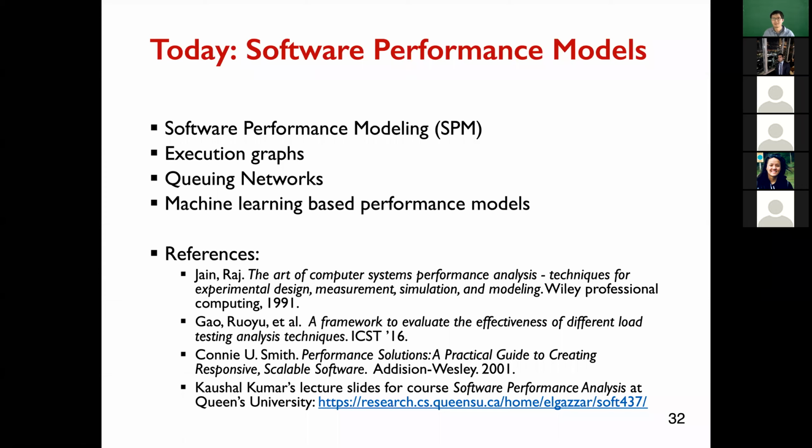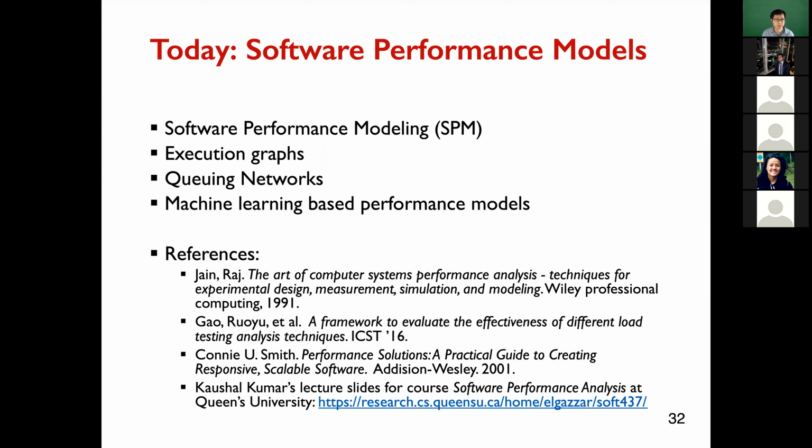Okay, today our topic is software performance modeling. We will cover a few subtopics, including software performance modeling. What is software performance modeling? And we will talk about the three types of software performance models.